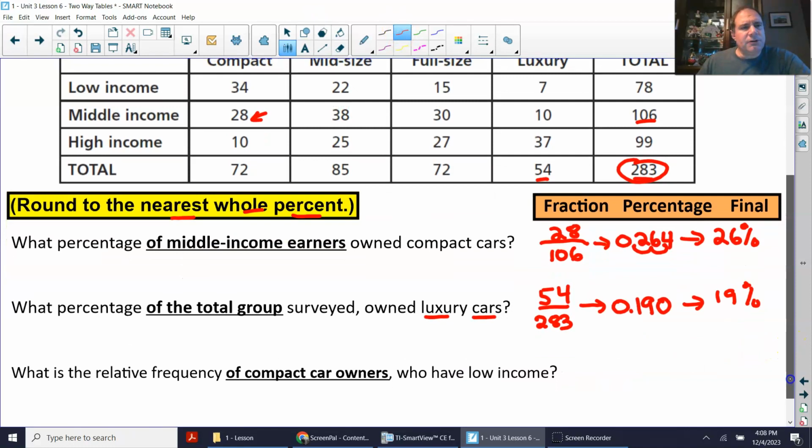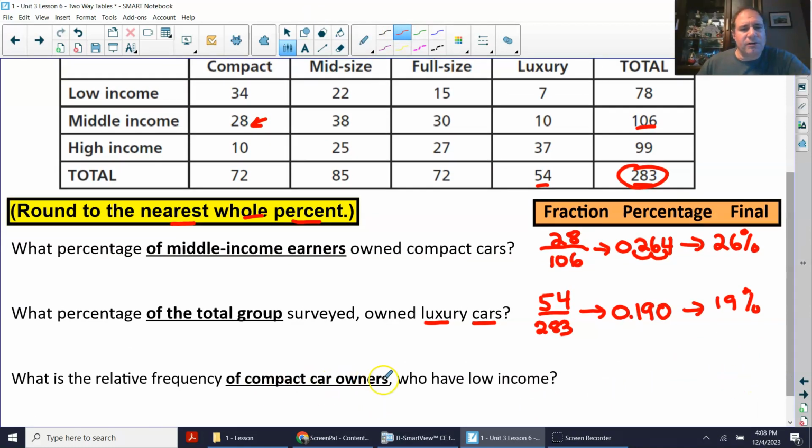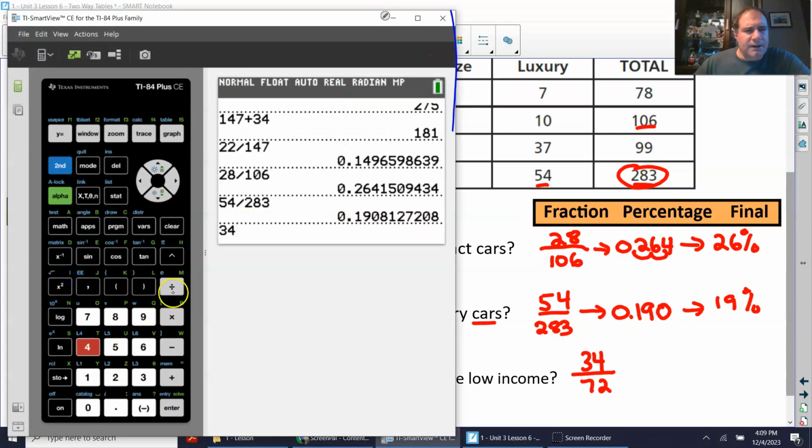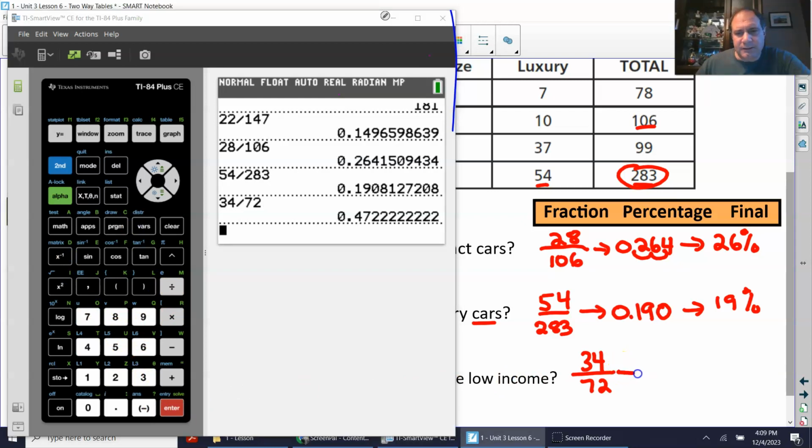Going down a little further, what is the relative frequency of compact car owners? Stop. Compact car owners, 72. Who have low income. Of these people, 34 of them have low income. So now we have 34 divided by 72, and we enter, and it is 0.472. So that is 47%.